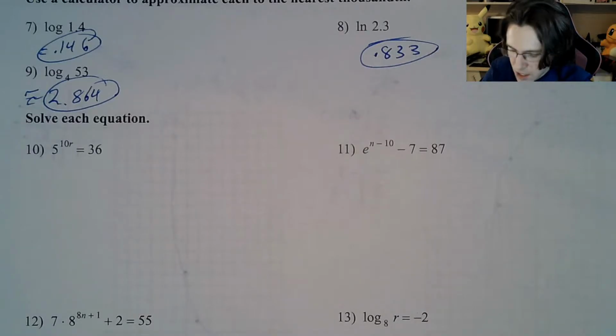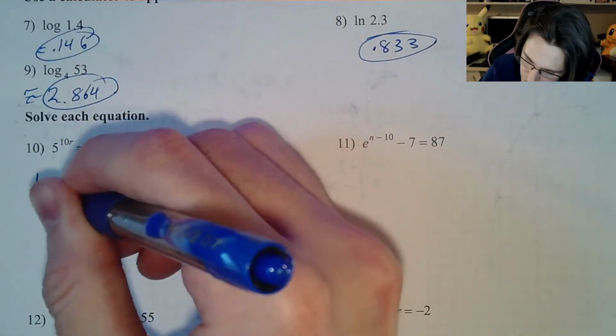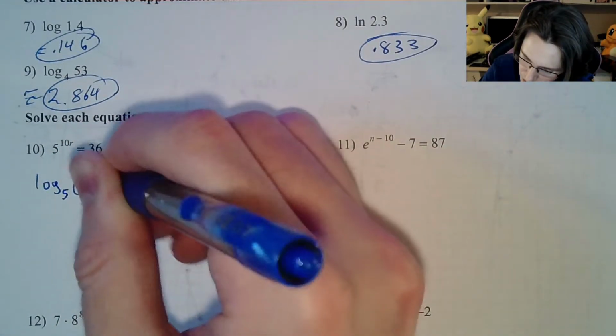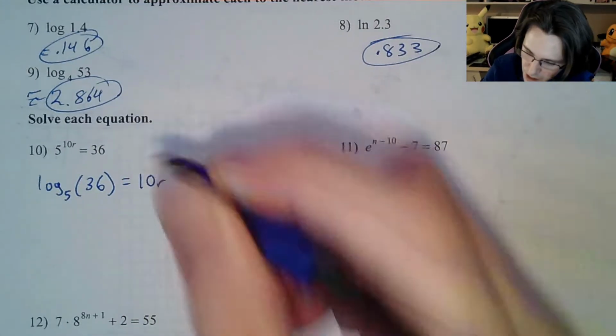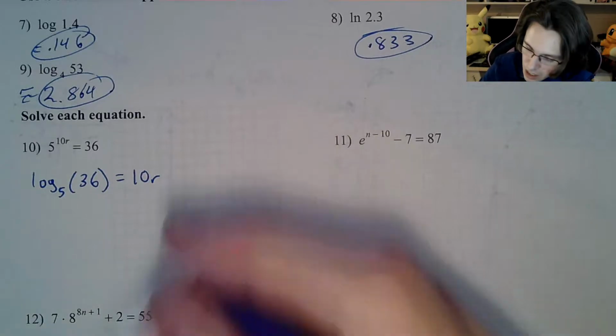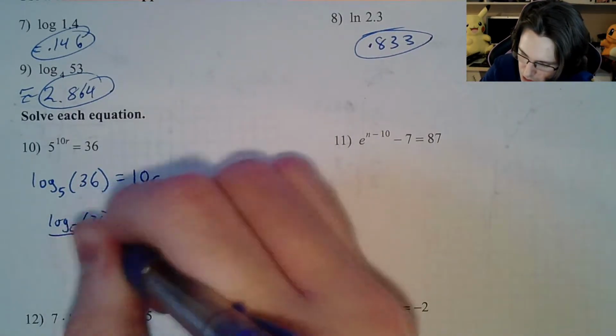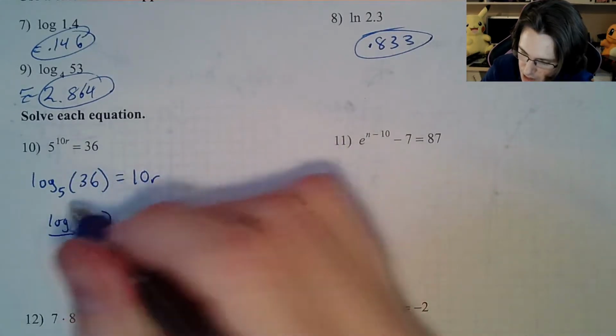So questions like this, all of these guys, we got to use the log loop in some way, shape, or form. So the first step is to rewrite. We got log base 5 of the other side is the exponent. So again, 5, 36, 10 are the same exact loop. And then divide both sides by 10. And that's it. That's all you got to do.